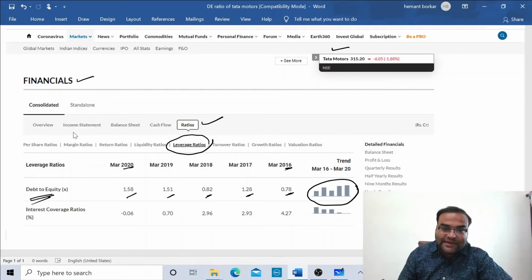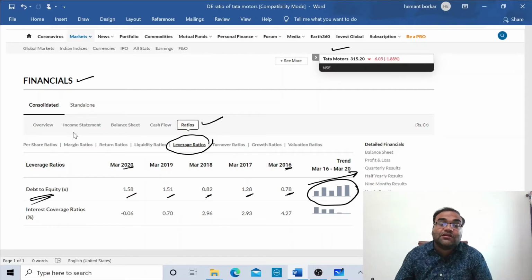You can see that in general there is an increasing trend for the D by E ratio. It means the D by E ratio has increased over the last 5 years, which is generally not a good sign for the company. Also, the ratio is generally more than 1, which is not a preferable sign.